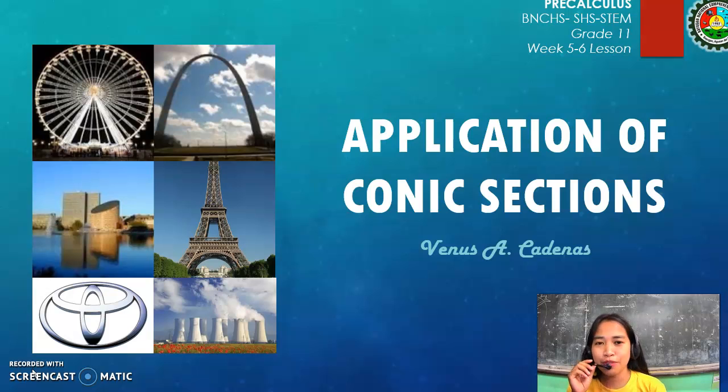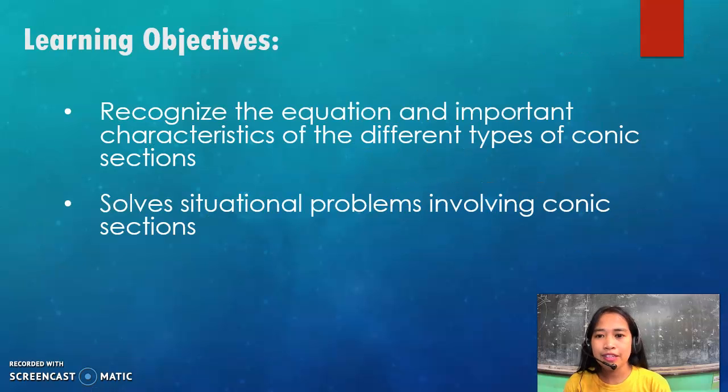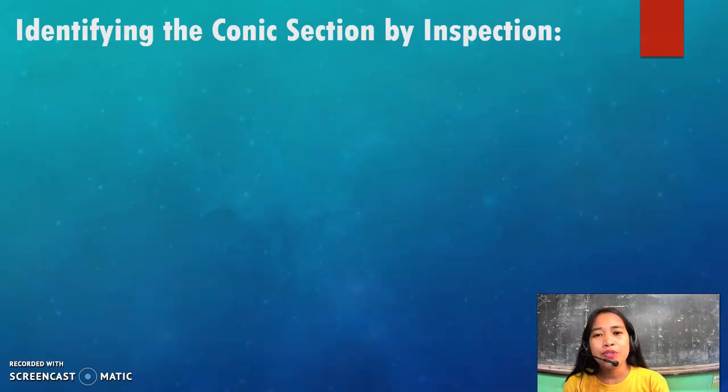So this is our last topic about conic sections, starting from the circle, parabola, ellipse, and hyperbola. This is the reason why we are discussing the conic sections, so that you will know where they can be used. So for the outline of our lesson this morning, we have to recognize the equation by inspection, just like what we discussed in the first meeting, and solve situational problems involving the conic section. So let's have a short review first on how we identify the equation by inspection.